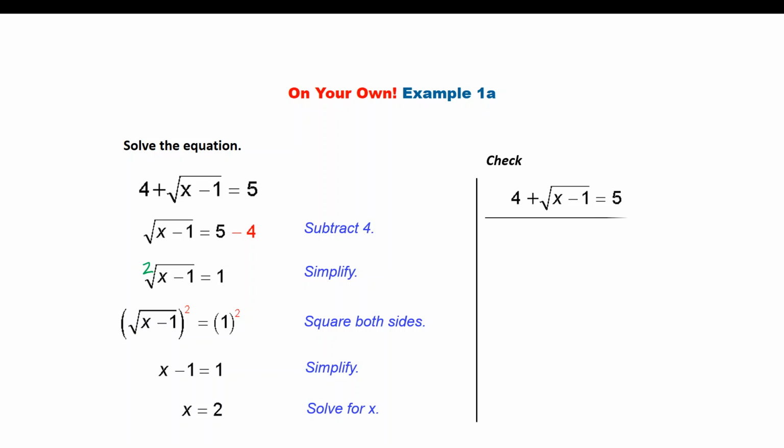We can go ahead and check. The great thing about math is you can check, and sure enough, when you substitute 2 in for x, you get 5 equals 5, so you did the problem correctly.